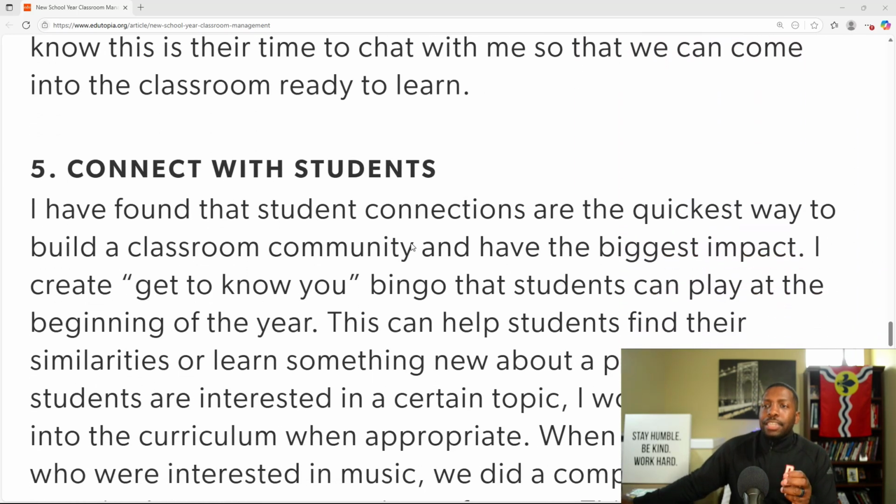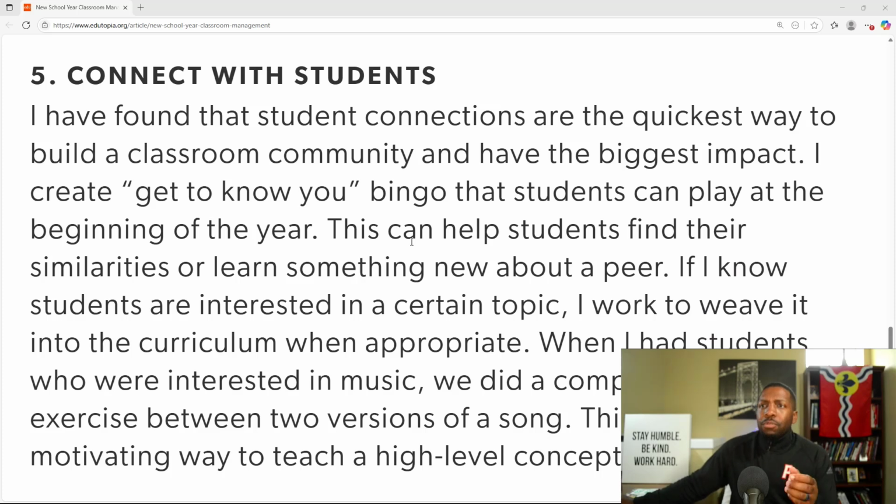All right, last C. Connect with students. I found that student connections are the quickest way to build a classroom community and have the biggest impact. I create a get to know you bingo that students can play at the beginning of the year. This can help students find their similarities or learn something new about a peer. If I know students are interested in a certain topic, I work to weave it into the curriculum when appropriate.